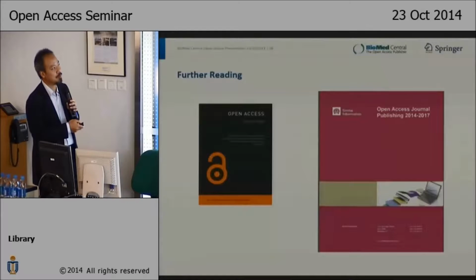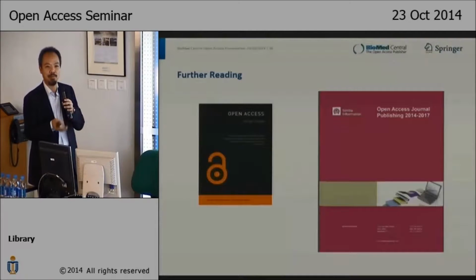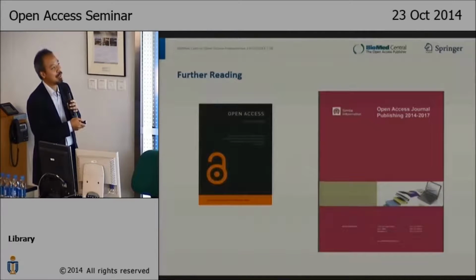It is published by one of the open access advocates called Peter Suber, and it tells you the history and the whole development of open access. And there's a lot of hyperlinks. If you order the e-version, then you can click on those and read all the relevant research papers. There's a lot.